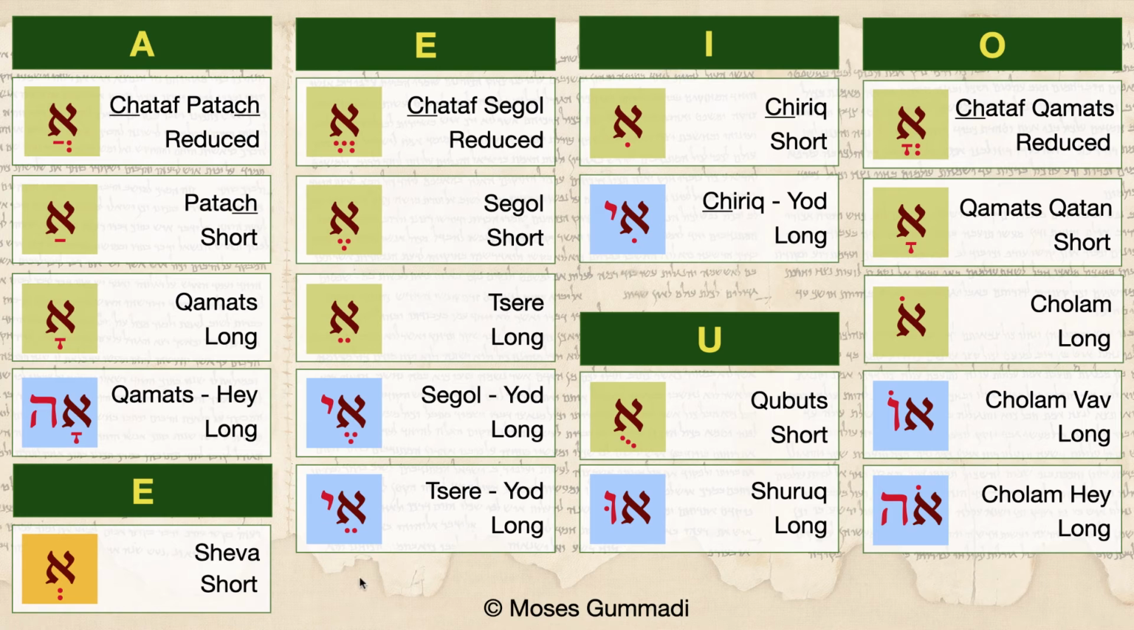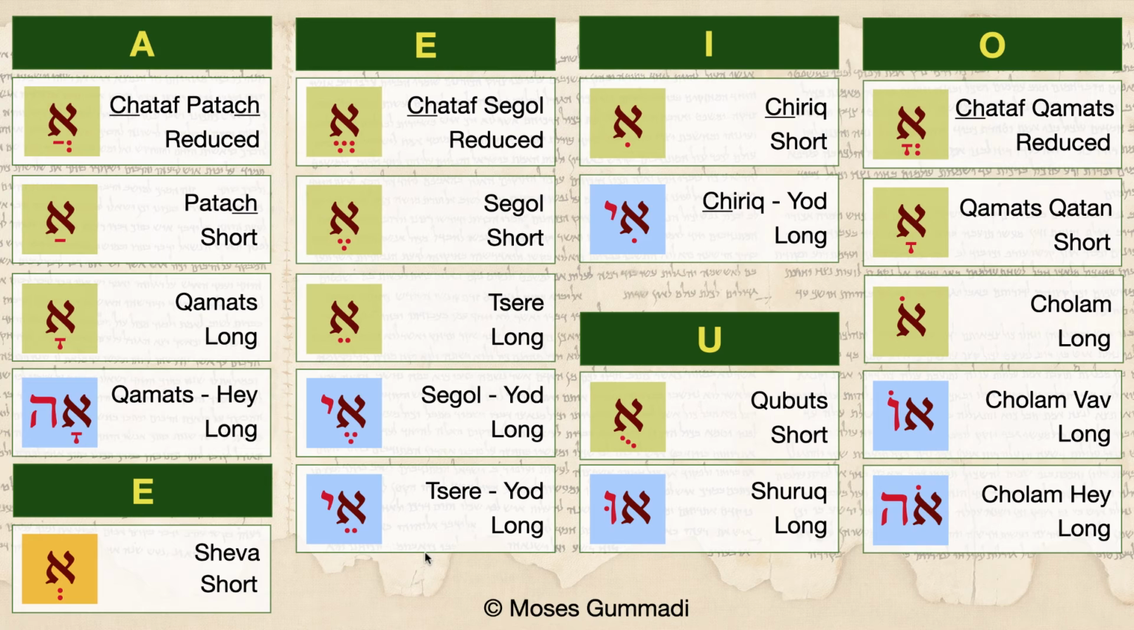So I have now created a chart, and I will provide the link down below the video. You can access that and print off a page and stick it somewhere, and maybe you can learn. So all the a sounds, khataf patach, patach, kamatz, all of these are a sounds. Whether it is reduced, which is less than short, and short, long. So I have indicated all of them. And then shwa is a special sound, so I put it in a separate box. The remaining e sounds are all khataf segol, segol, sere, segol yod, sere yod.